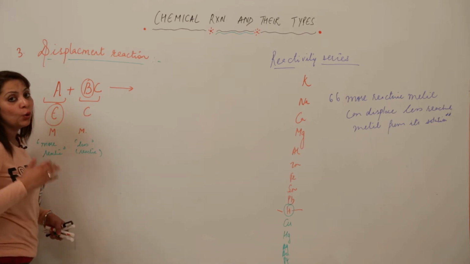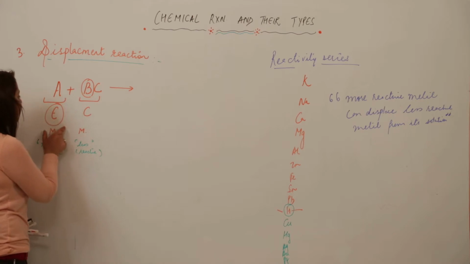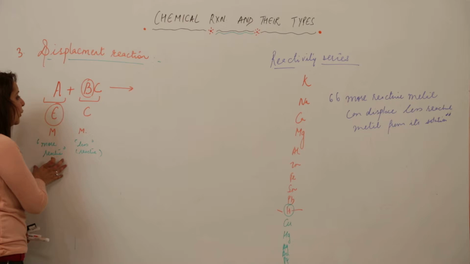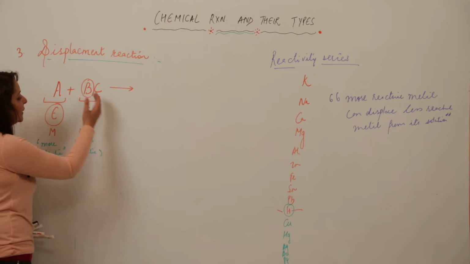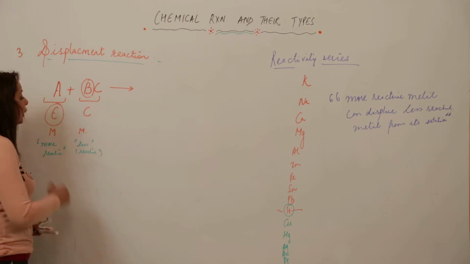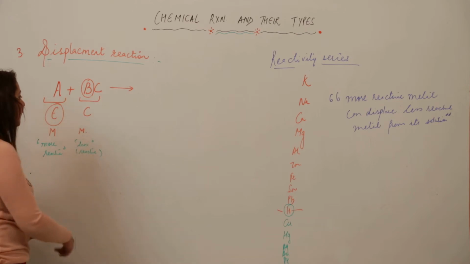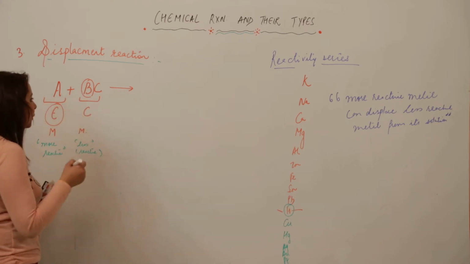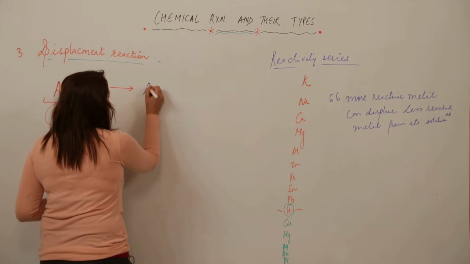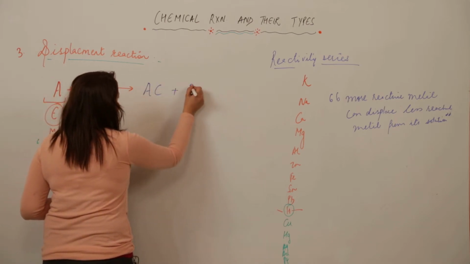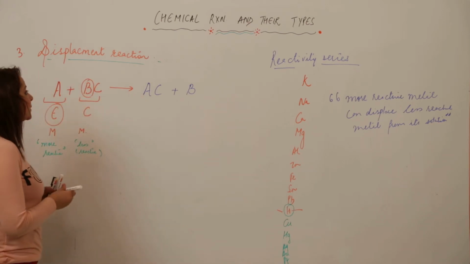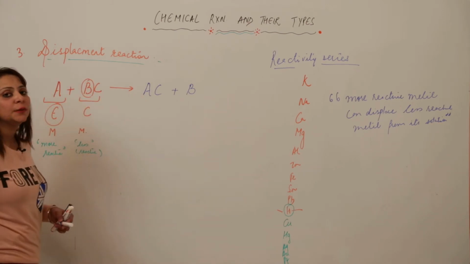So, it will happen only when the metal which is used in the elemental state is more reactive than the metal which is present in a compound. Right. Then what is going to happen if this criteria is fulfilled, then only this A is going to displace B, and as a result it will form AC and B will be displaced and will turn out to be in elemental state. So, this is actually a displacement reaction.